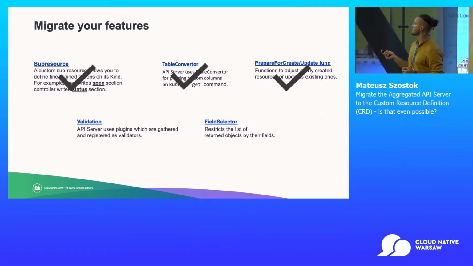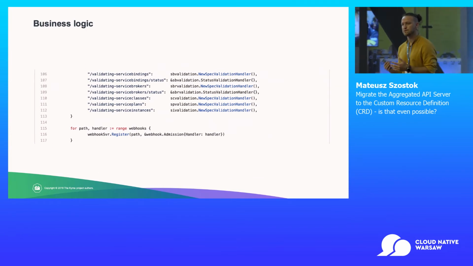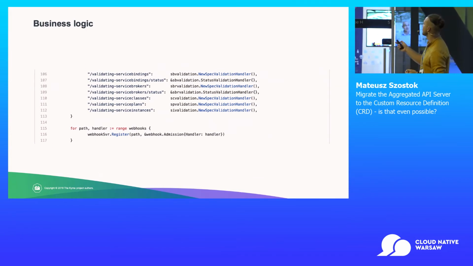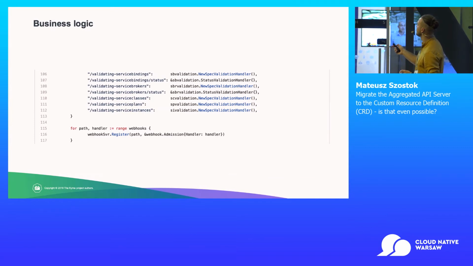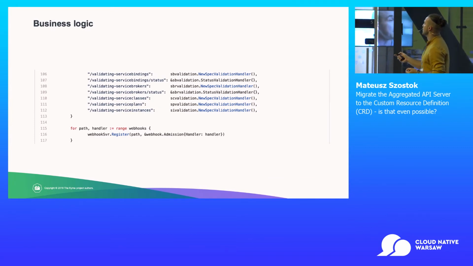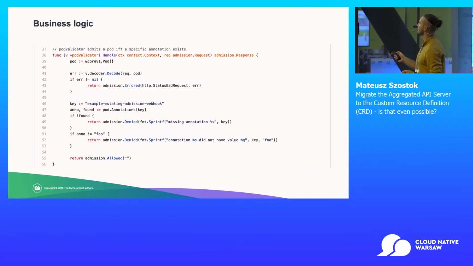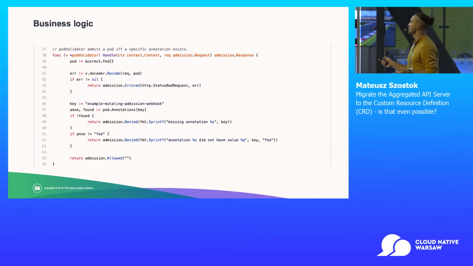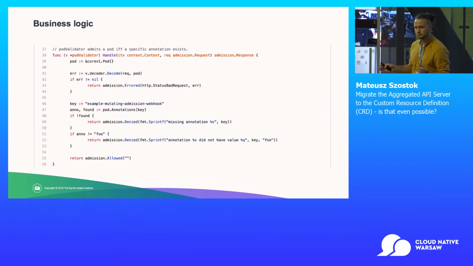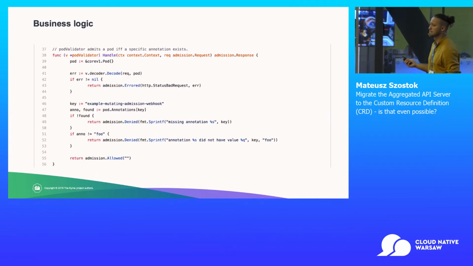Next one is validation. But basically, we are using the same concept. So once again, we define our endpoints with handlers, do the registration, and the handler is the same interface, but what we return is allowed or denied. Nothing more. It's even simpler.